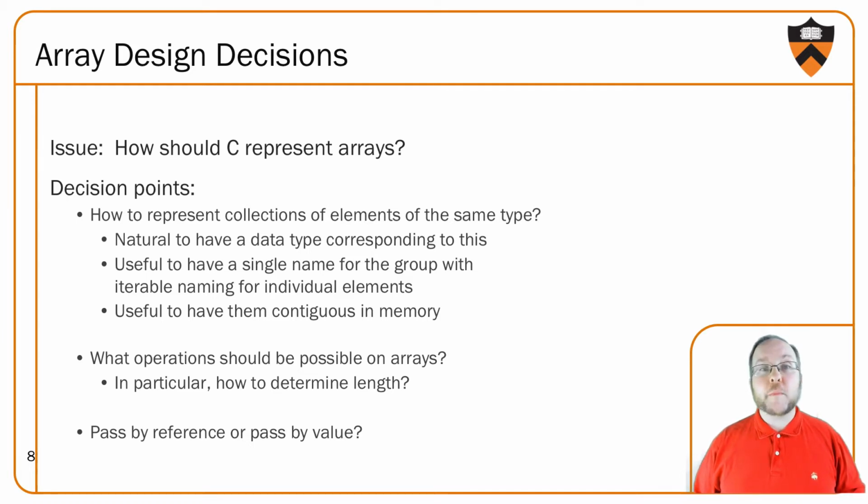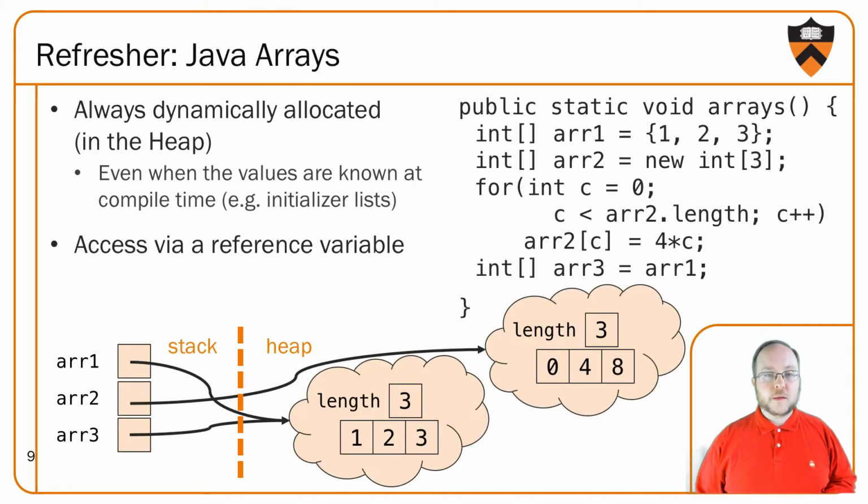Also, we figure that it's common that if we access one element of the group, it's quite likely we'll access the next element soon. So in that case, it would be efficient if we stored them together in memory. So let's return to our standard comparison language. We'll examine how arrays work in Java just as a refresher. In Java, arrays are always dynamically allocated in the heap. Even when the values in the array are known at compile time, such as with an initializer list, there's still a dynamic allocation that's happening at runtime under the hood.